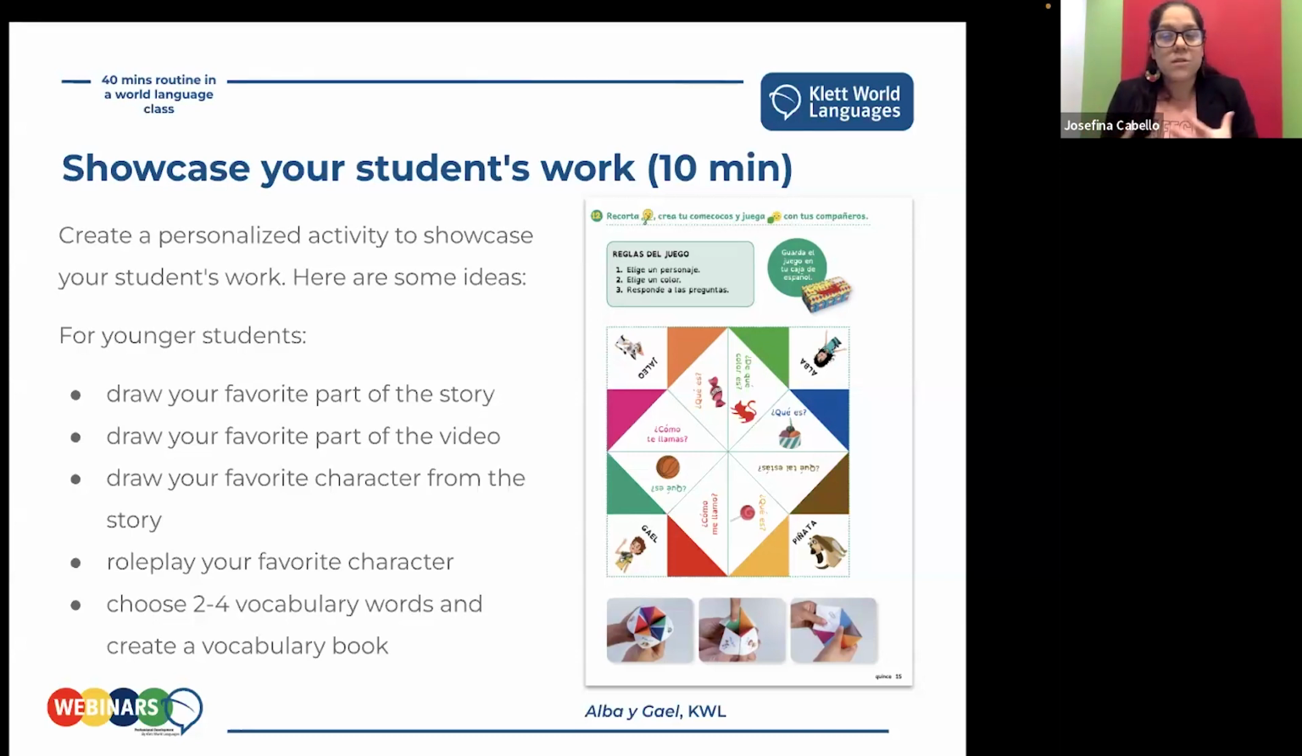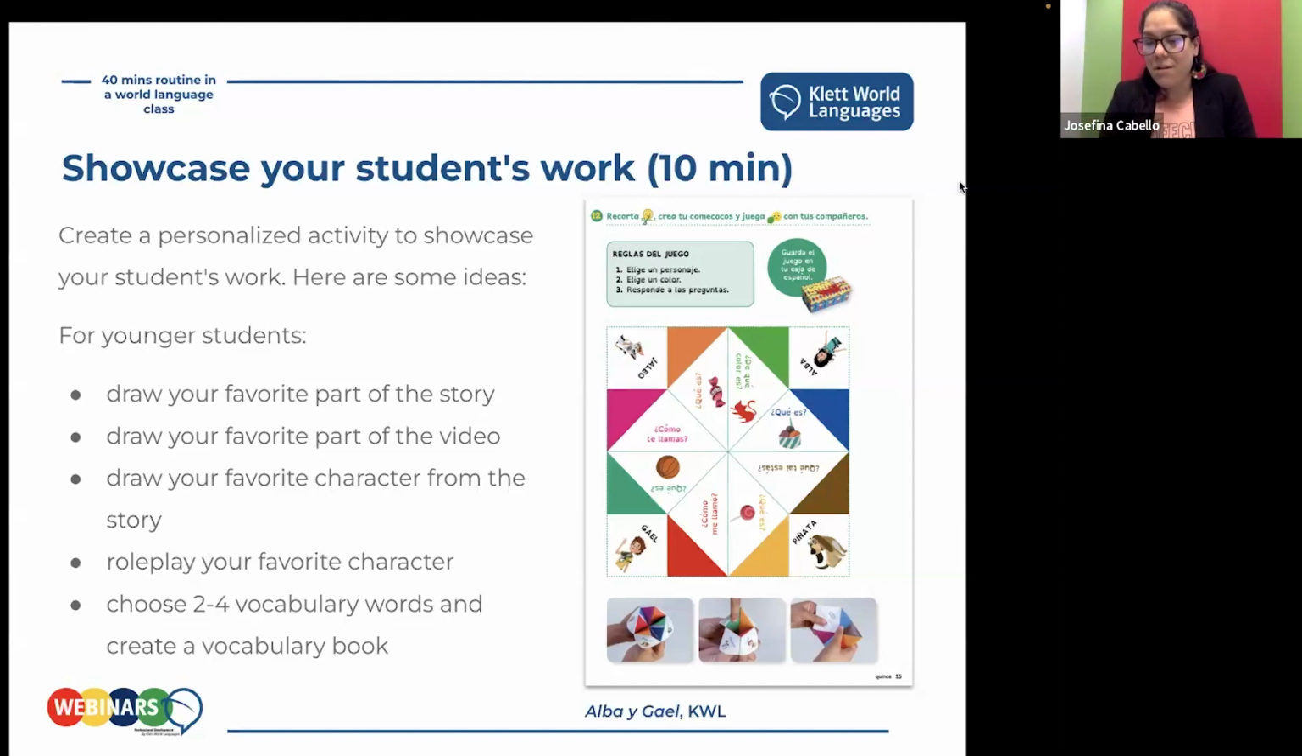So role playing a story, role playing a video, role playing a character from a book is going to be something very interesting to them. It's going to really open up their eyes, and more than anything, it's going to encourage them to present something in the target language, because they're adapting the personality of somebody else.